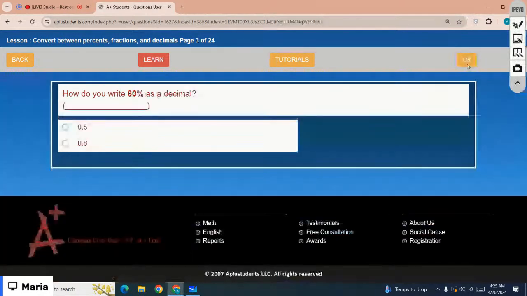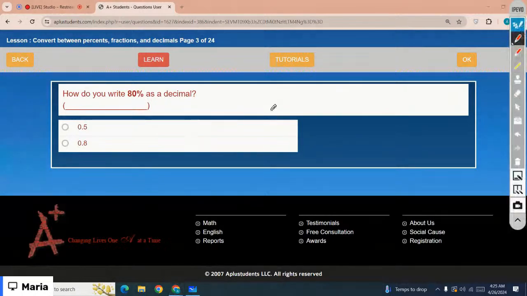How do you write 80% as a decimal? When you have to write something as a decimal, 80% means 80 over 100, right? So simply divide, it is 0.8. That's very easy. 0.8 it is. Got it? The second one is the correct option.